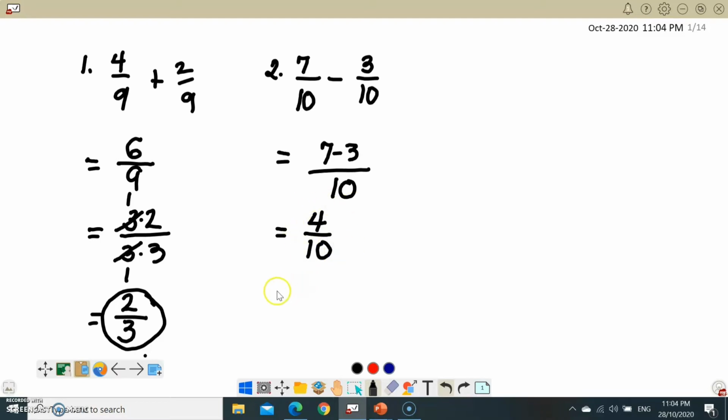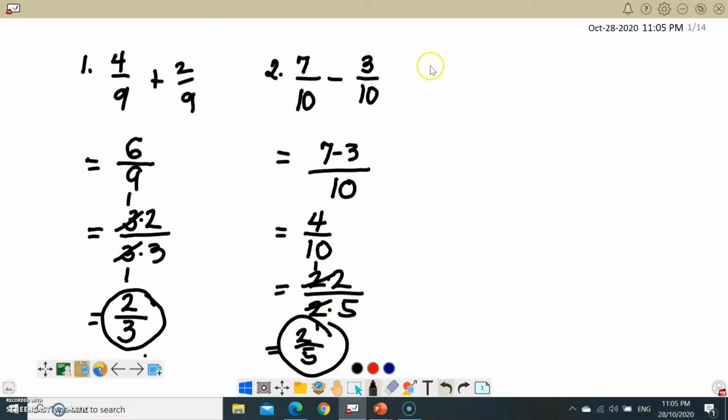Then we simplify. Factors of 4 is 2 times 2. Factors of 10 is 2 times 5. So we cancel 2 and 2. The quotient is 1. And we now have the difference as 1 times 2, it's 2, over 1 times 5 is 5. So the difference is 2 over 5.